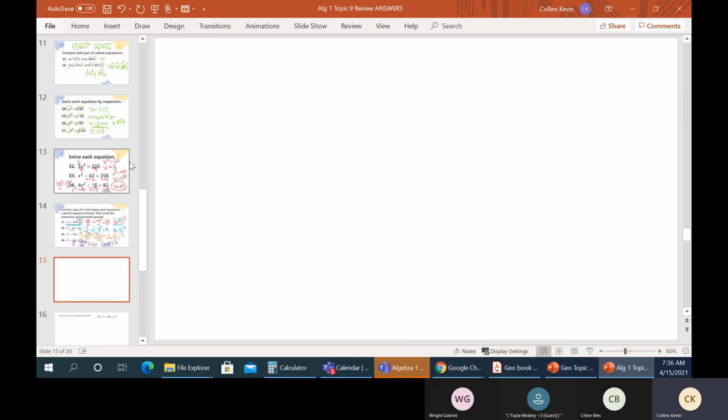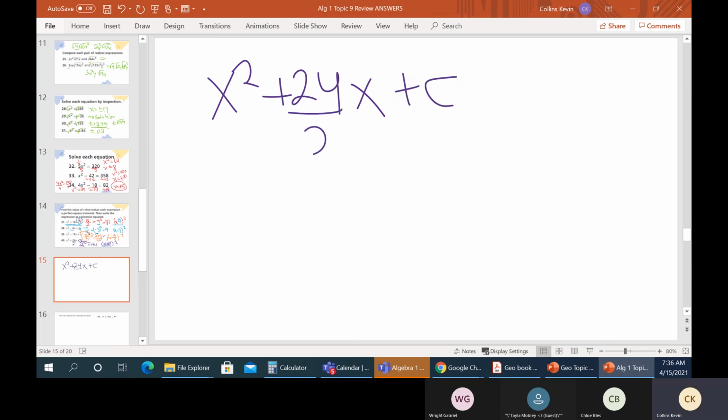Okay, so that one again, we had x squared plus 24x. And we want to figure out a number to go here. So we said you automatically divide by 2. That's just what we do. Okay. And then we got 12. We squared 12. 12 times 12 equals 144.